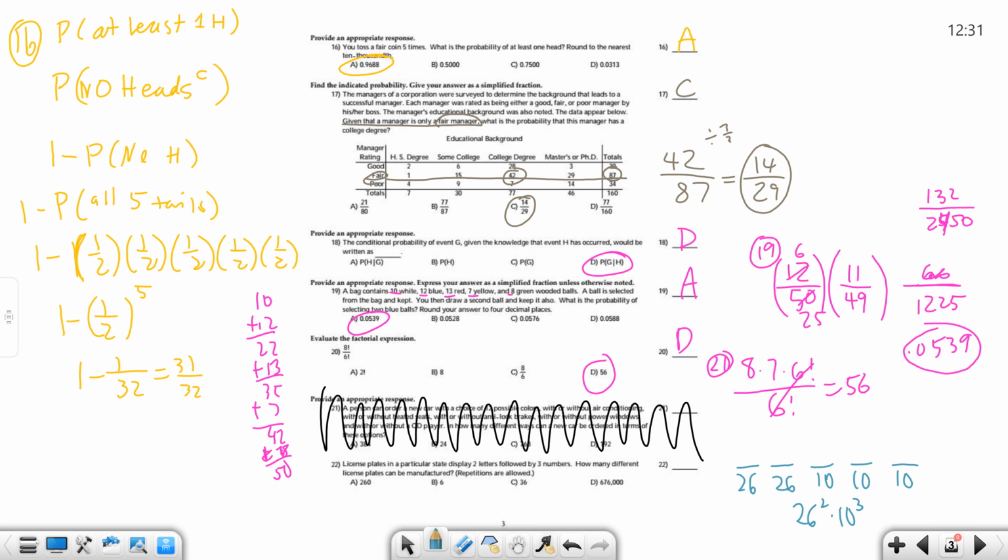A whole lot, actually. 676,000 maybe. Let's see. 26 squared times 1,000. Yeah, that's what it is. So that's D. D should be the answer for number 22 here. 676 is 26 squared, and 10 cubed is 1,000. So then that's 676,000. All right.